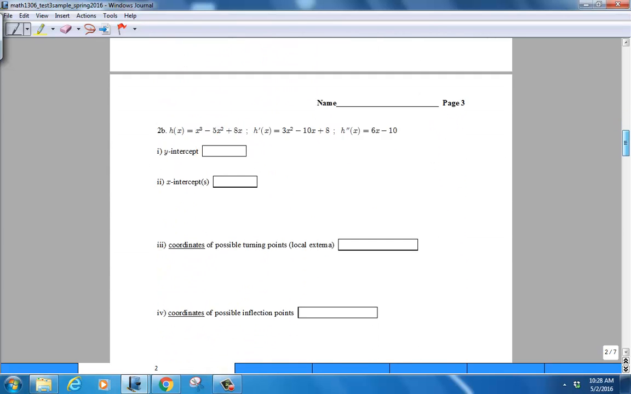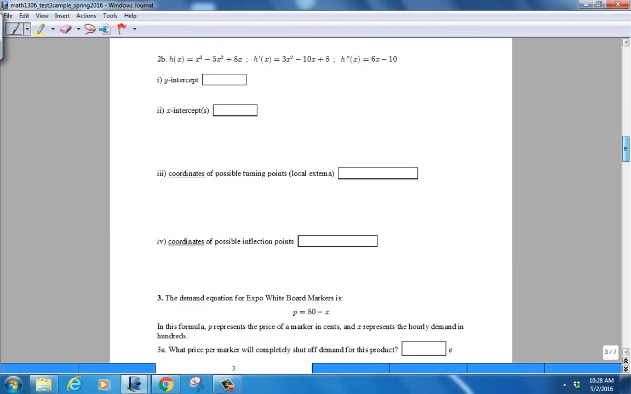I want to look at 2b. Here we've got a function, h, which is x cubed minus 5x squared plus 8x. And in this case, we don't have to find the rate of change or the second rate of change formula, because they're both given to us in the problem. So that was nice. There's the rate of change: it's 3x squared minus 10x plus 8. There's the second rate of change, which is 6x minus 10.